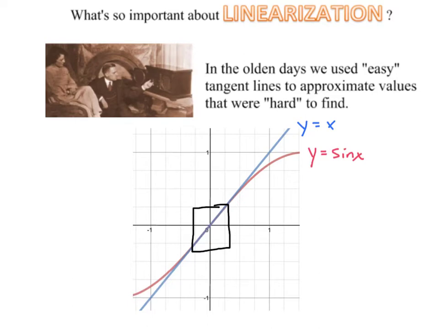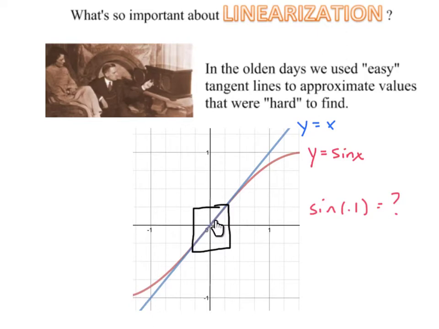So if I said to you, I want to know what is the sine of, let's say, 0.1. Well, that's not something we know off the top of our head. We know pi over 3, pi over 6, pi over 2, pi over 4, and those multiples, but we don't know what the sine of 0.1 is. But you look, 0.1 is right in here. The tangent line and the function sine x are almost the same.